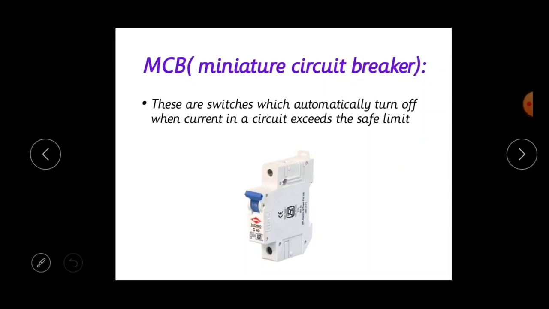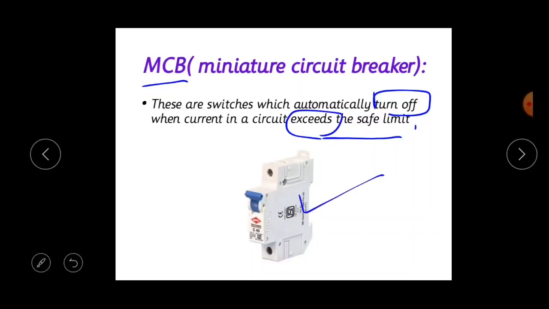Nowadays we are having one more kind of this thing. This is called the MCB, meaning miniature circuit breaker. What is this MCB? These are switches which automatically turn off when the current in a circuit exceeds the safe limit. So this is a kind of switch which automatically turns off when the current in a circuit exceeds its limit. When there is a high current, it gets automatically turned off. Okay, so this is the miniature circuit breaker.